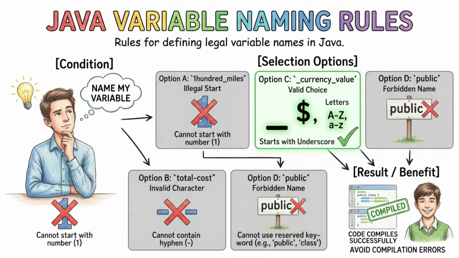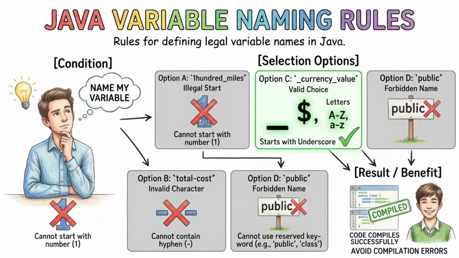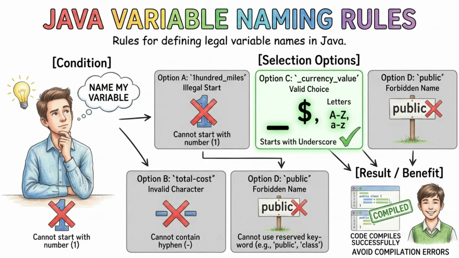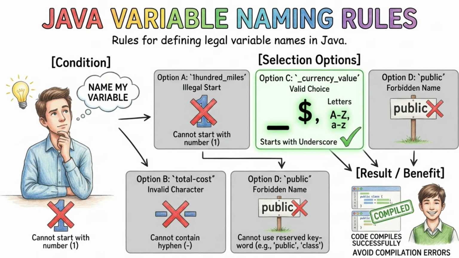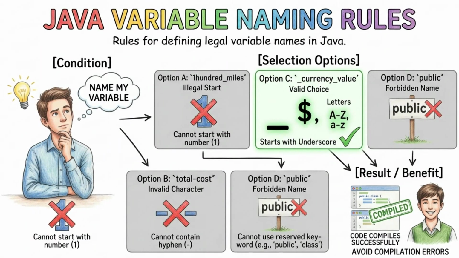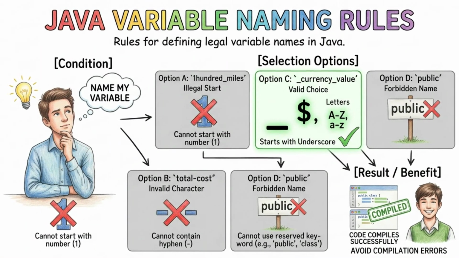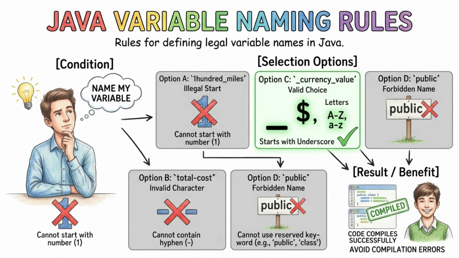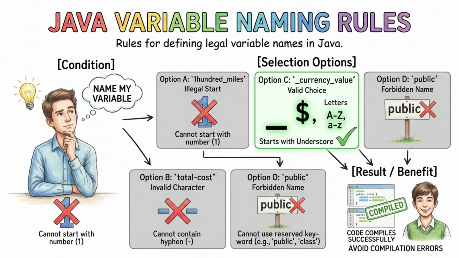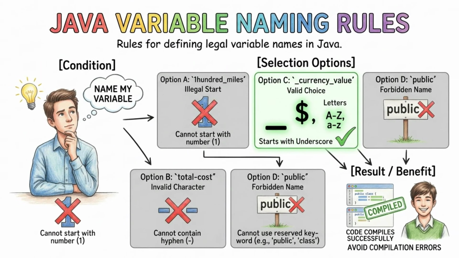You are guaranteed to see questions testing variable naming conventions. In Java, variable names must begin with a letter, a $, or an underscore. They absolutely cannot start with a number, they cannot contain hyphens, and you cannot use reserved keywords like public or class. Knowing these strict rules will save you from giving away easy points on the exam.